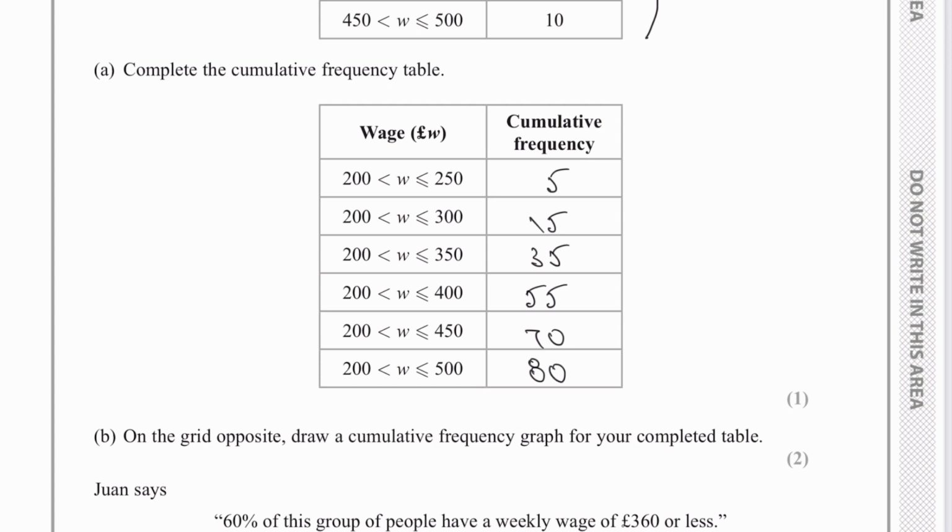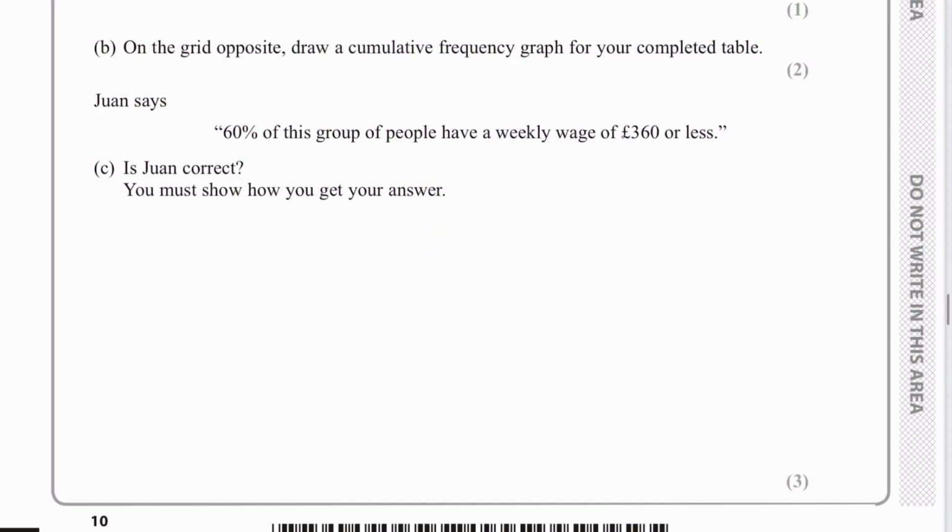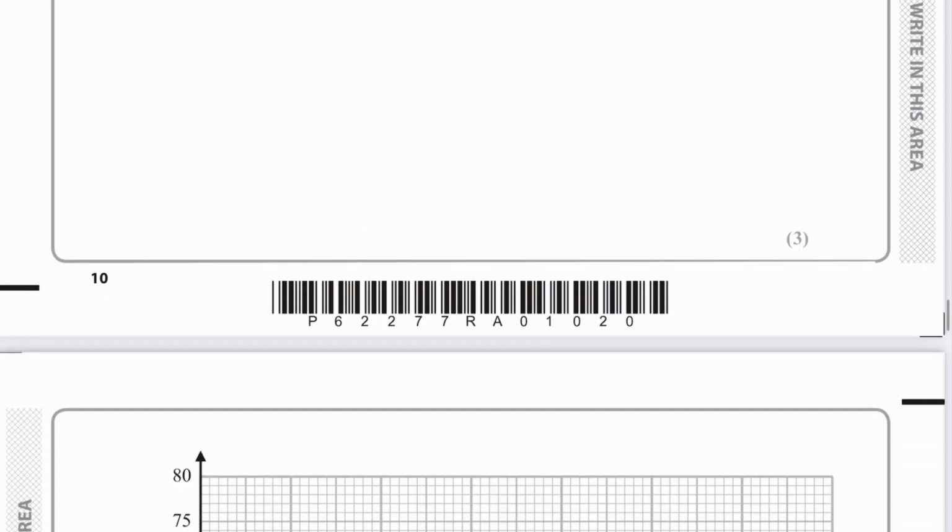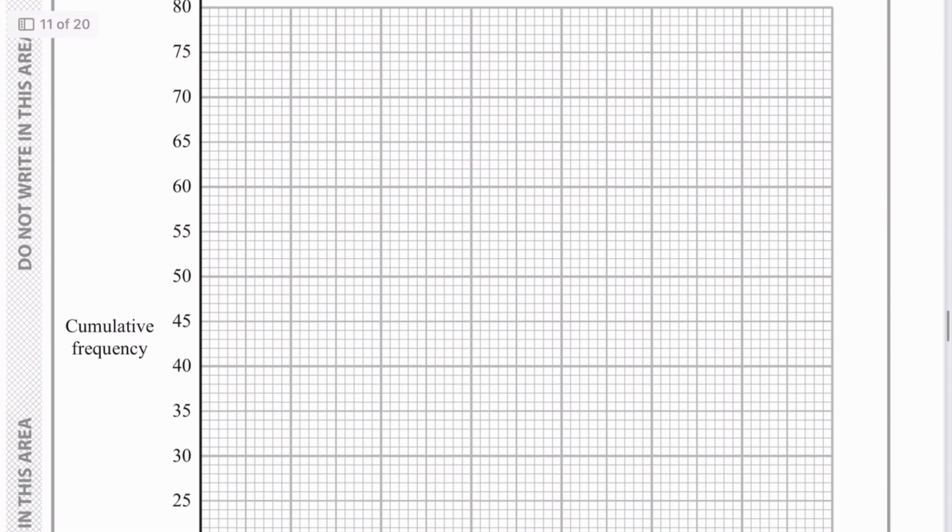Okay, so we've got the cumulative frequency there, and it says on the grid opposite, draw a cumulative frequency diagram for your completed table. So I'm afraid it's going to be a little bit of backwards and forwards, but basically with cumulative frequency diagrams I'm going to plot the end of the class width, which is going to be 250, to the value of the cumulative frequency, which is 5, 300 to 15, 350 to 35, and so on. So when I go through to the actual grid itself, here it is.